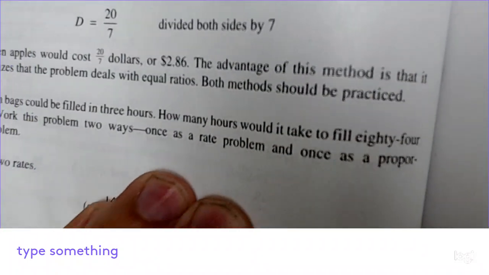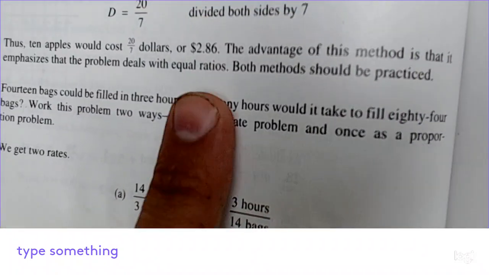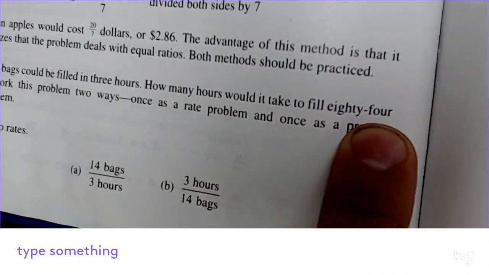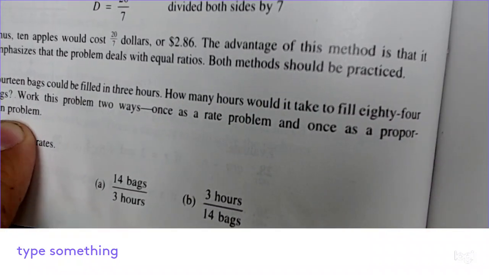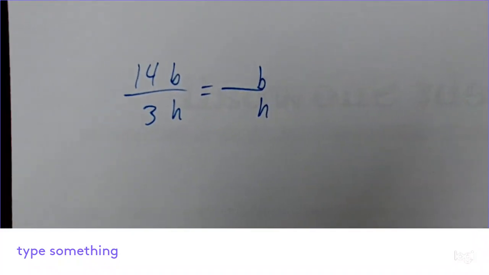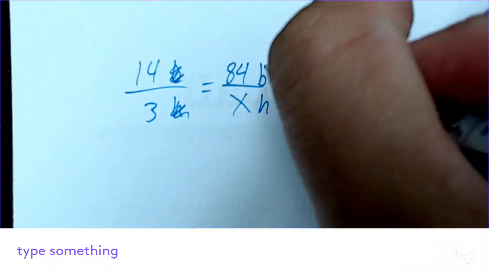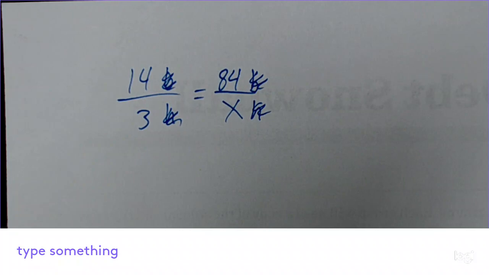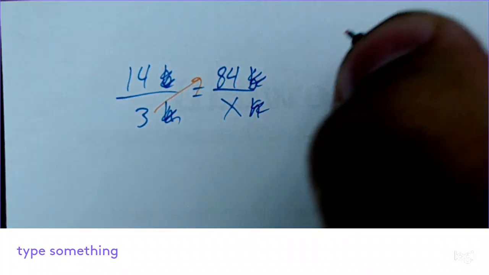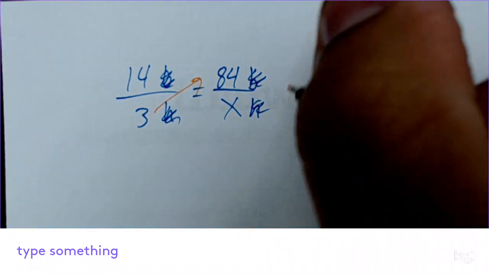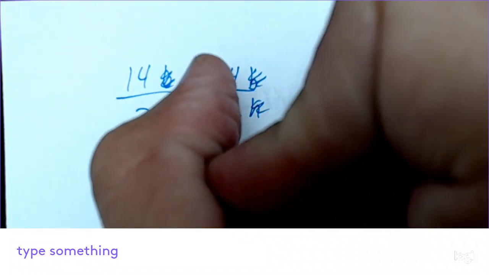Now let's find out what they're asking for. How many hours would it take to fill 84 bags? Okay, so the new number is 84 bags. I'm going to go back over here, and I'm going to put the number 84 up here, and I'm finding hours. So now I can ignore the letters, and I'm going to cross multiply to solve. So I have 3 times 84.